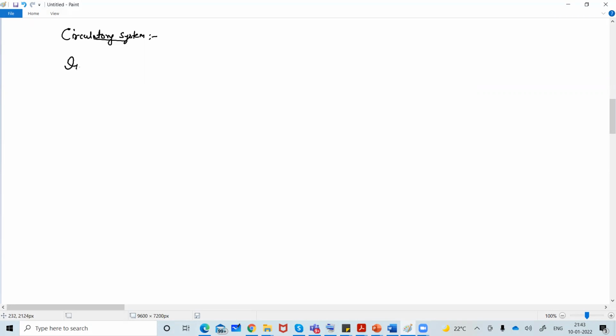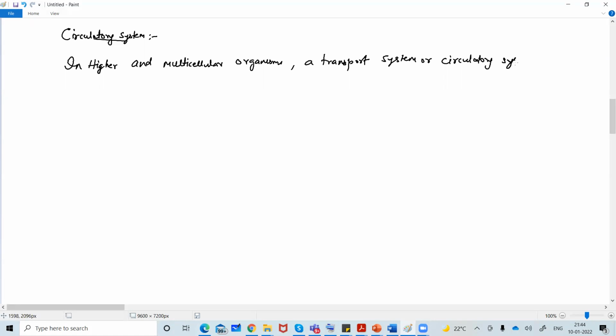So first point you can say that in higher and multicellular organisms, because always higher organisms are multicellular, a transport system, or you can say circulatory system, that same thing, is needed to supply nutrients to each and every part of the body, because body is big and blood is the only way through which the nutrients can be reached, or I mean it is used as a medium for transportation of everything, nutrients, waste substances, hormones, minerals, everything.